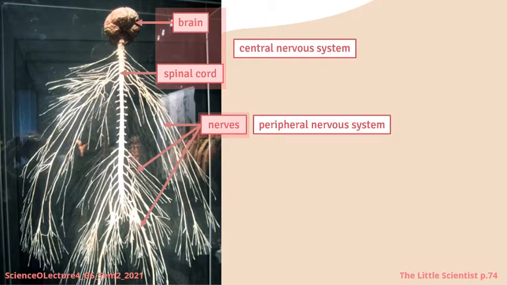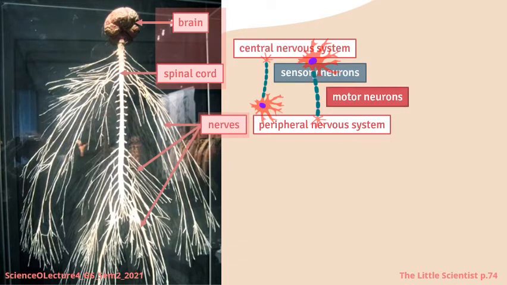So, the nervous system consists of two main parts. The central nervous system made of the brain with the spinal cord and the peripheral nervous system made of the nerves. These organs and their tissues are made of millions of specialized cells called nerve cells. Sensory nerve cells transmit messages from the peripheral nervous system to the central nervous system, while motor neurons or nerve cells take messages from central nervous system to the peripheral nervous system.